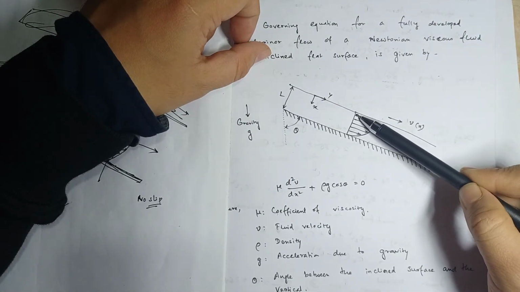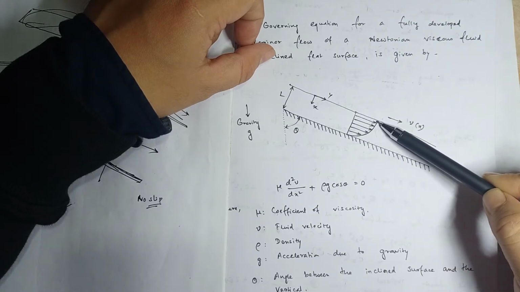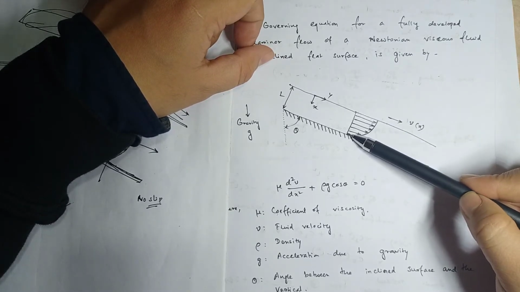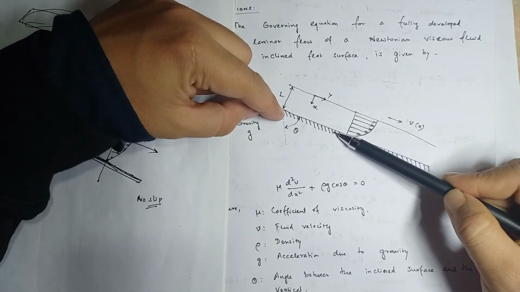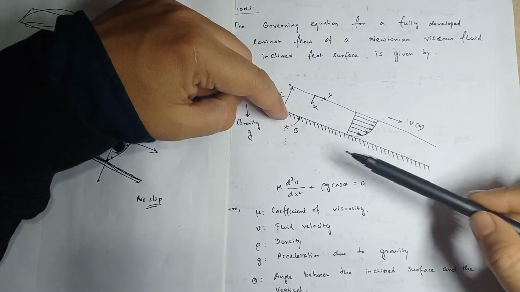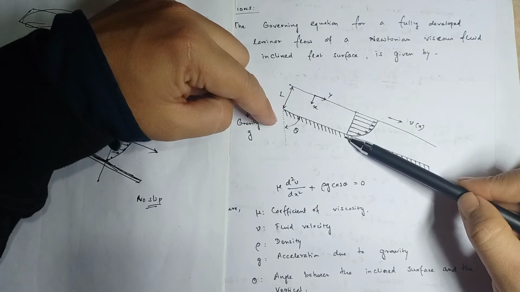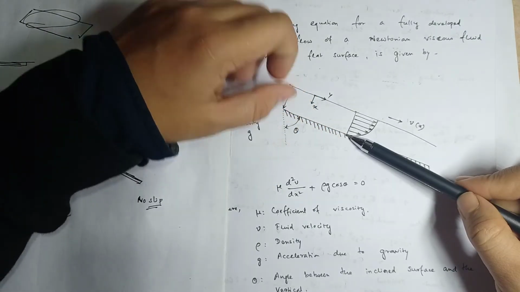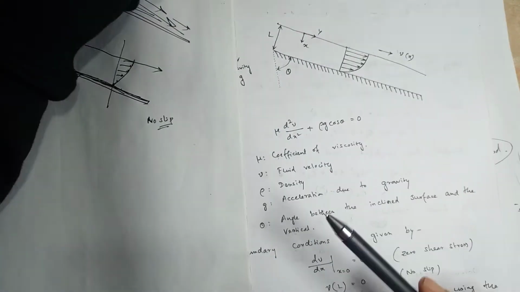X is 0, then velocity is the highest. When x is L, when x reaches the plate, at this position velocity is 0. That is called the no slip condition. Those things are given here.